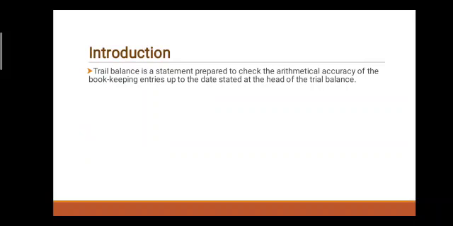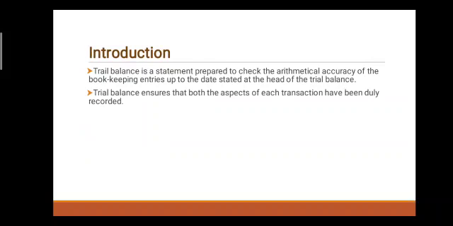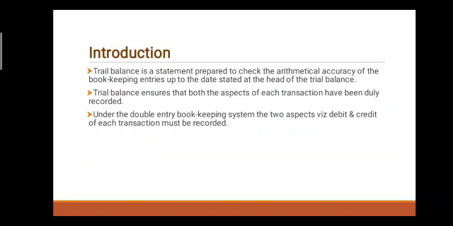Firstly, we will discuss the introduction. Trial balance is the statement prepared to check the arithmetical accuracy of the bookkeeping entries up to the date stated at the head of the trial balance. Trial balance ensures that both the aspects of each transaction have been duly recorded. Under the double entry bookkeeping system, the two aspects, which are debit and credit, of each transaction must be recorded.